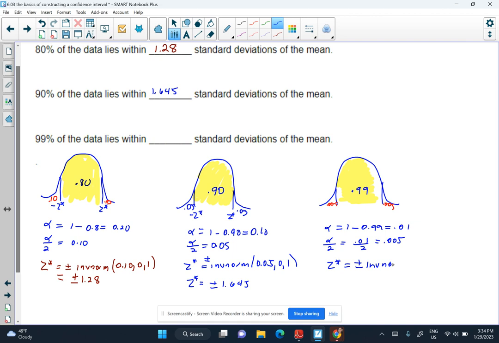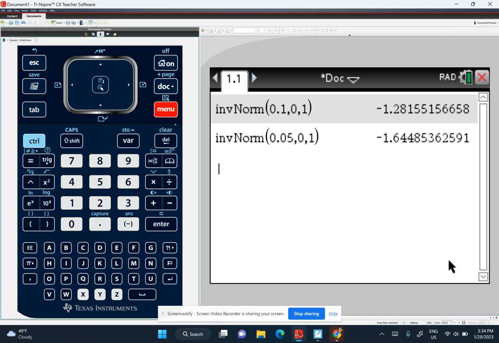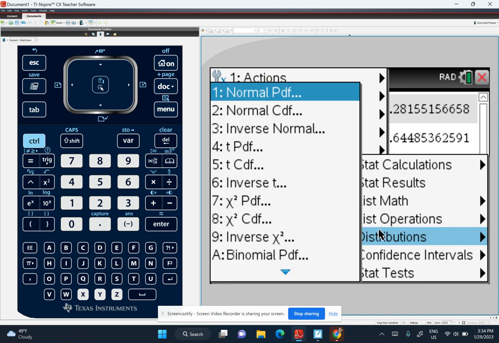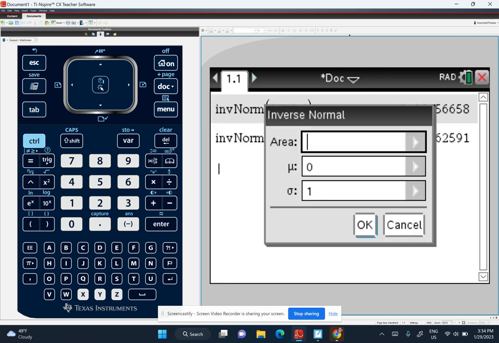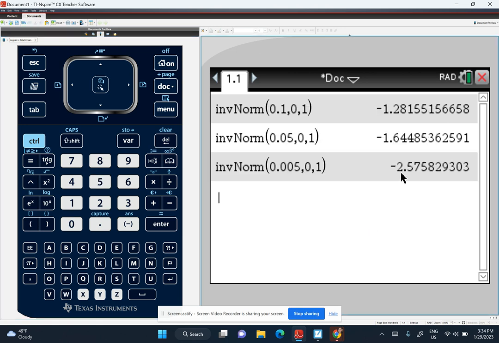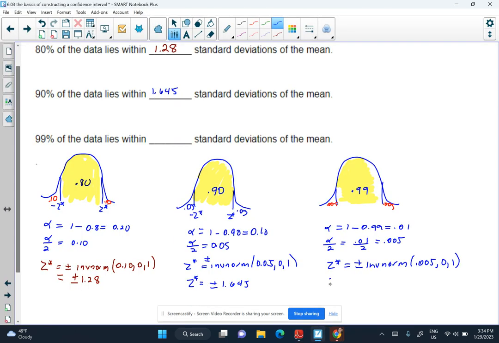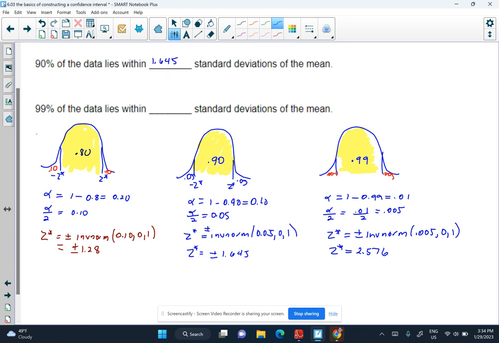Inverse norm, 0.005, 0, 1. So you're going to do menu, statistics, distributions, inverse norm, 0.005. And just hit OK. And you get, this is normally written as 2.576. So 95, 80, 90, and 99 are the most common confidence levels that are used.